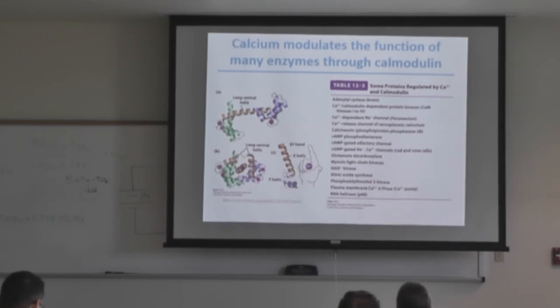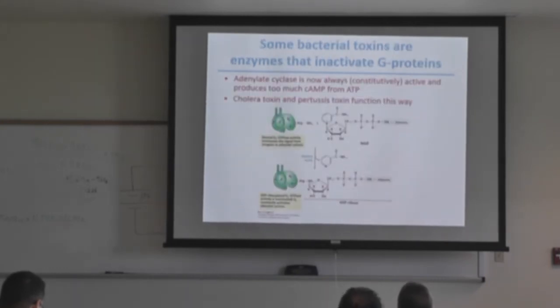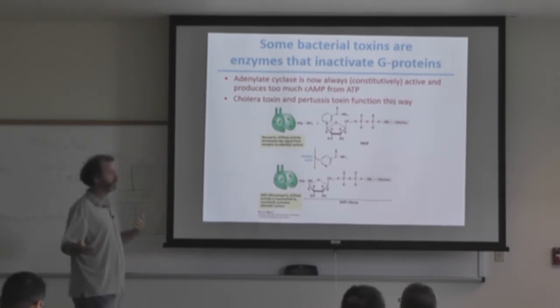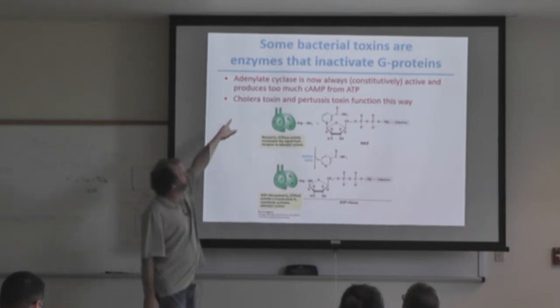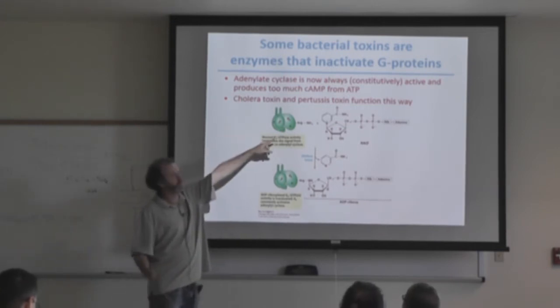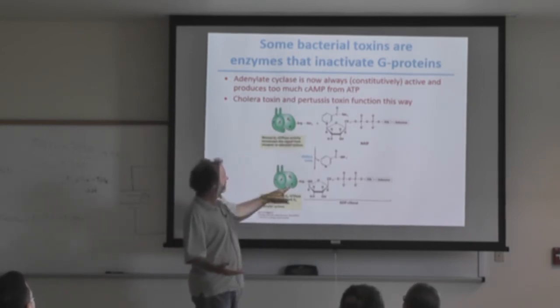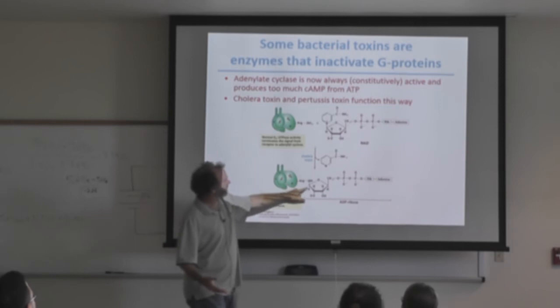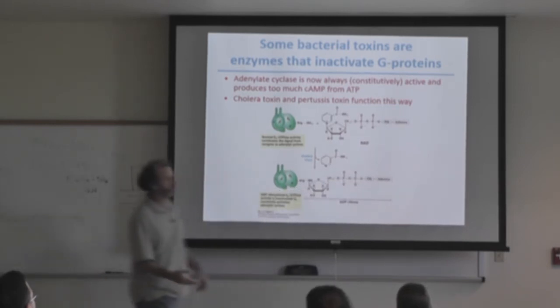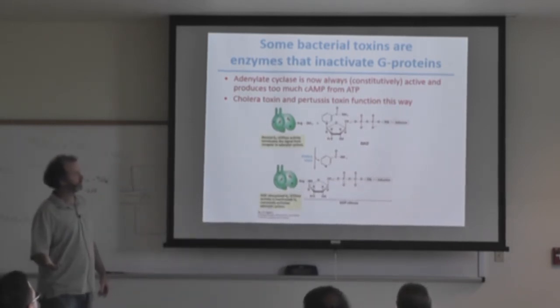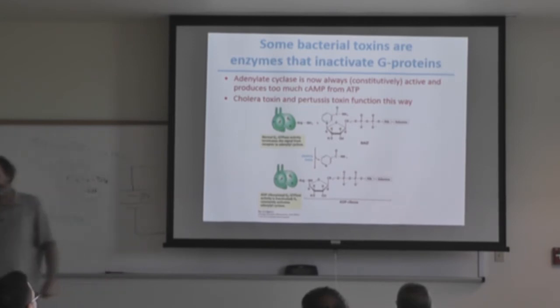So, some of the bacterial toxins target G protein coupled receptors or G protein signaling, and the result is that it causes the disease. Basically, cholera toxin and pertussis toxin do it this way. They modify the alpha subunit of their protein, so you end up with this group, which inactivates that activity.